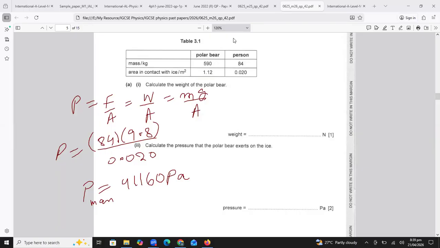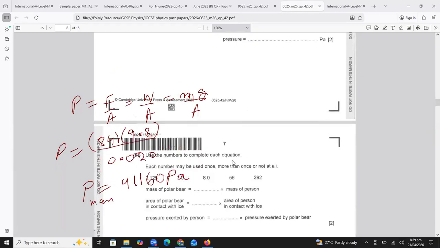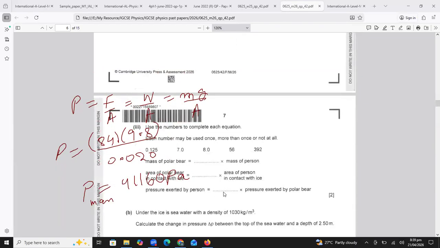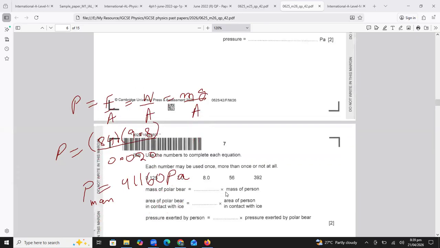Now we have to do the comparison between the pressure of the man and the pressure which the polar bear is exerting on the ice. So we have to find the x here. All right students, I'm not going to clear this calculation. You can see the pressure exerted by the person is 41160, equals x times the pressure exerted by the polar bear, which was 5162.5. So we will move this term to the left side.